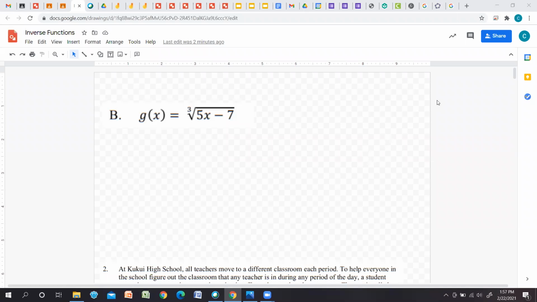Good morning. For this assignment, you will be applying the properties of inverse functions. So I will be working through this one, finding the inverse function for this g of x.